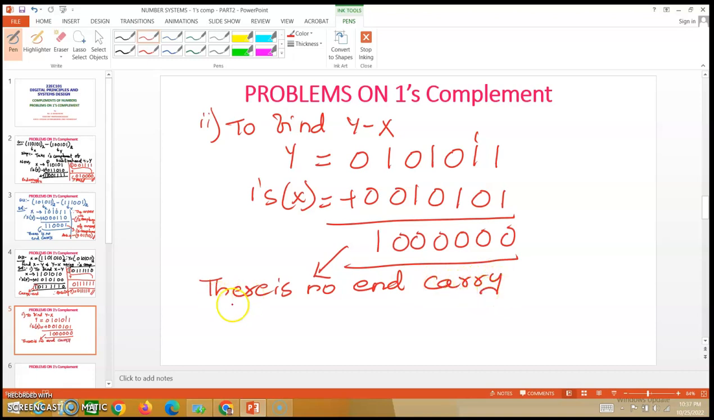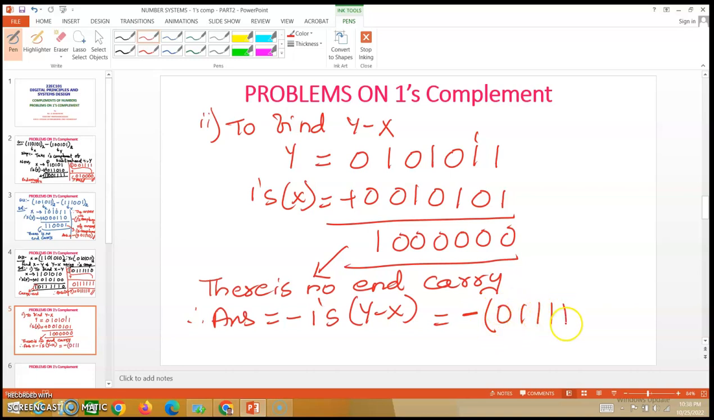So what is the answer? The answer is the negative of the 1's complement of y minus x. That means, negative of what is y minus x actually? This one. So you do the 1's complement: 0, 1, 1, 1, 1, 1, 1. So this is the final answer.